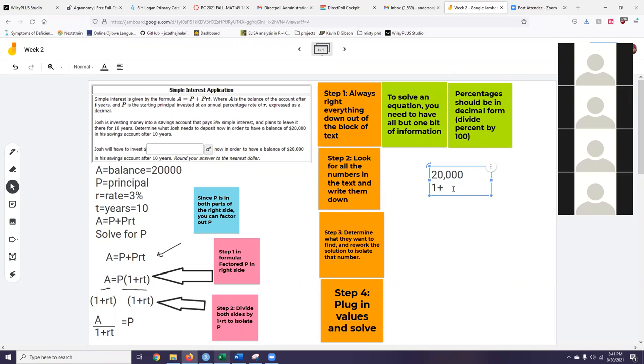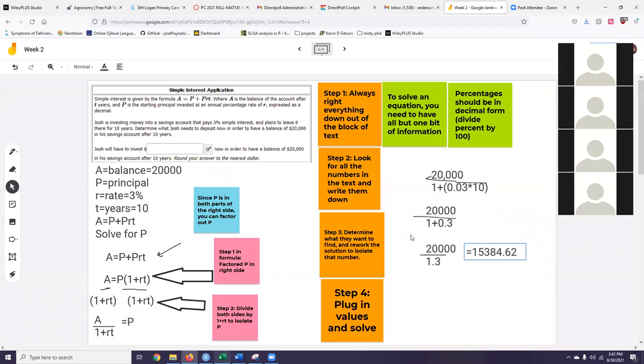So we have 0.03 times 10. So we have 20,000 over 1 plus 0.3, or 20,000 over 1.3. And then on a calculator, that gives us an answer of 15,284.62.